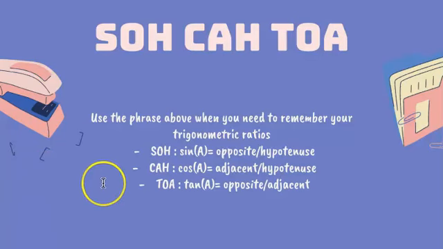SOHCAHTOA. Use the phrase above when you need to remember your trigonometric ratios. So, SOH: sine A equals opposite over hypotenuse. CAH, which is cosine, which equals adjacent over hypotenuse. And TOA, which is tangent, which equals opposite over adjacent.